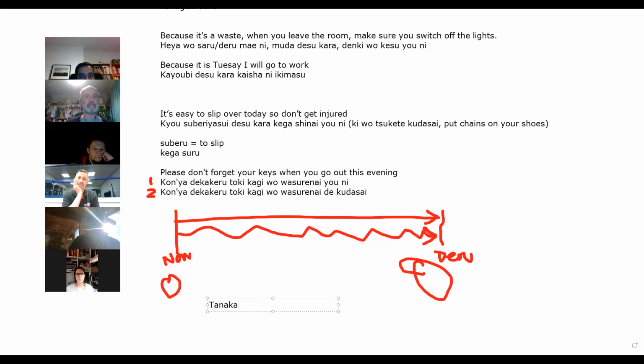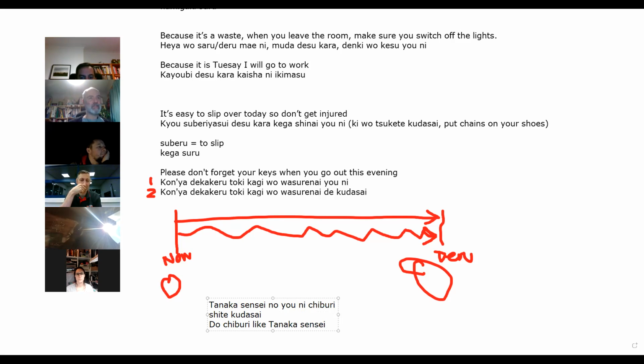So Tanaka sensei no yoni chiburi shite kudasai. Do you remember this? Meaning do chiburi like Tanaka sensei, like in the style of Tanaka Sensei. So we've got another use of the phrase yoni.